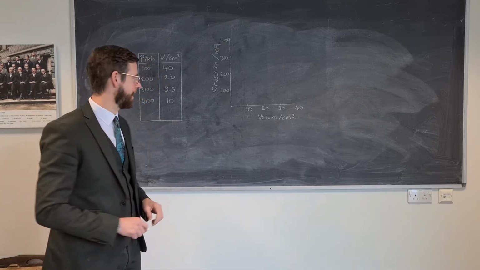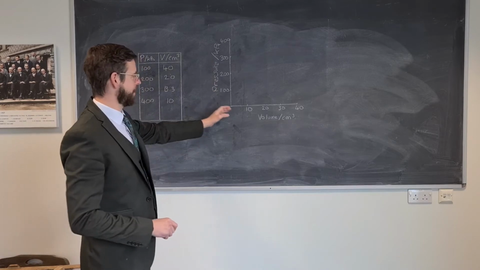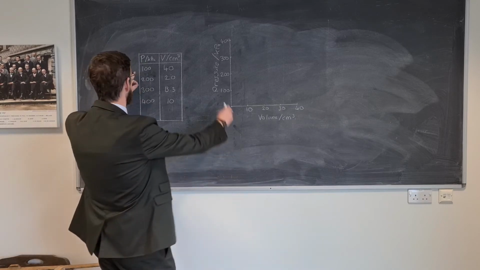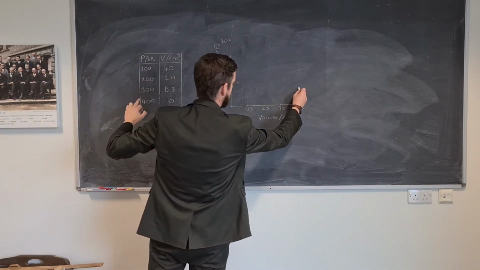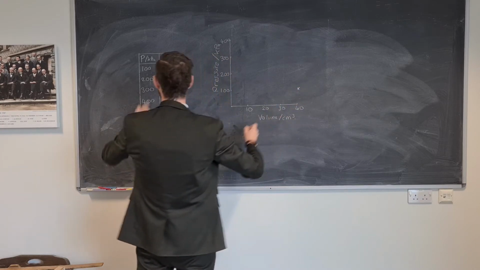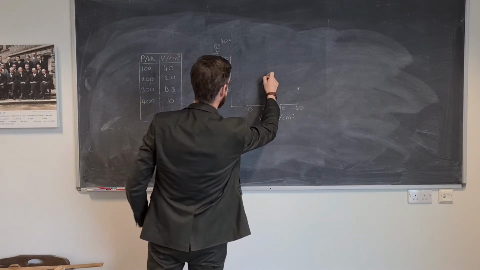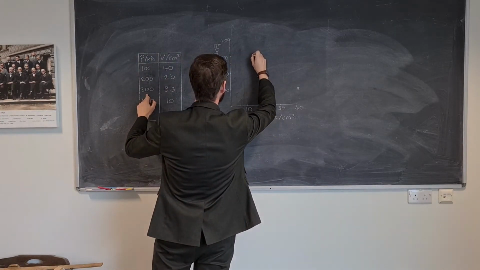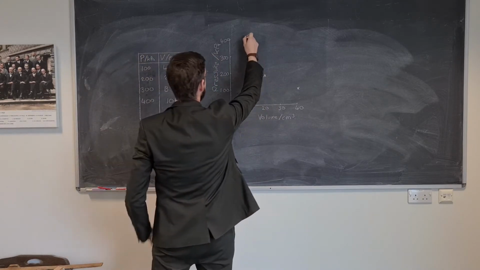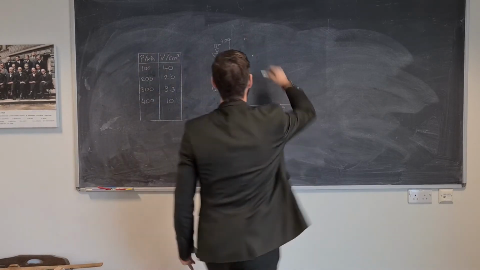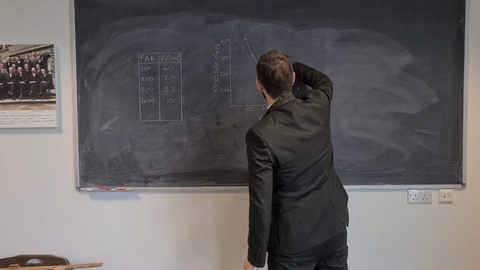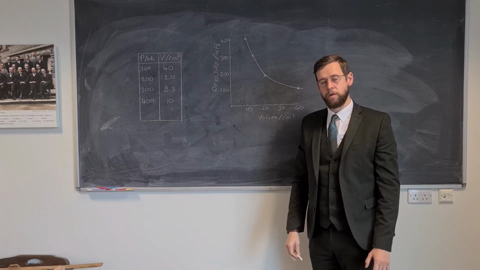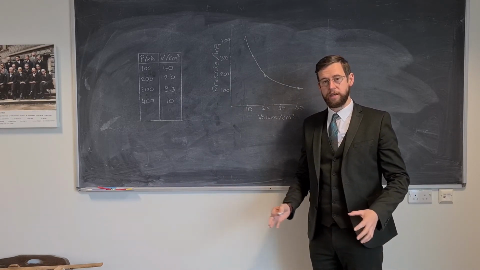So that's what it looks like on a graph. I've got pressure on my y-axis and volume on my x, but I could swap them around, it doesn't really matter here. So pressure of 100 is 40. Pressure of 200 is 20. Pressure of 300 is 13. And pressure of 400 is 10. So there we have a lovely relationship. When one is large, the other is small.